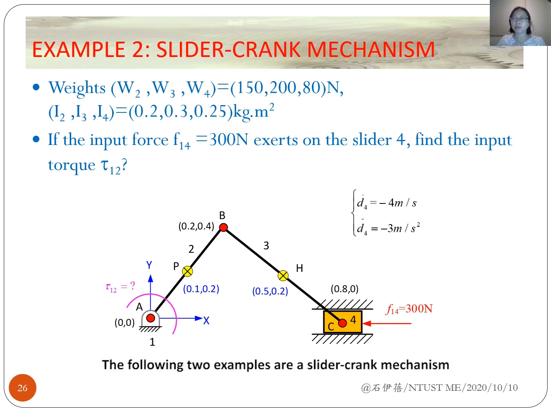The following two examples are a slider crank mechanism and a double slider mechanism. The procedure for solving these two examples is similar to that in example 1. In this slider crank mechanism, we need to find the input torque tau 12 under the given conditions.